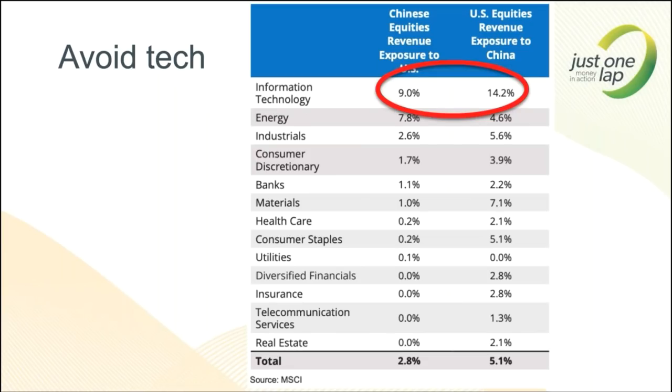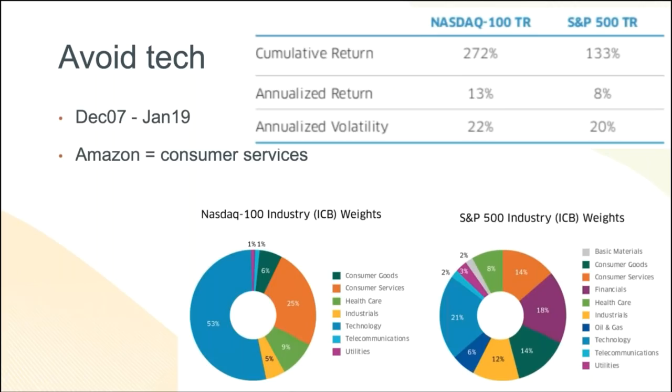But here's what we do: avoid tech. Research is coming out, and there are different variations of it, but the numbers are more or less the same. US equity revenue exposure to China is 14%. Tech stocks are the ones that are going to get hit hardest, and they're also the ones that have run the most.